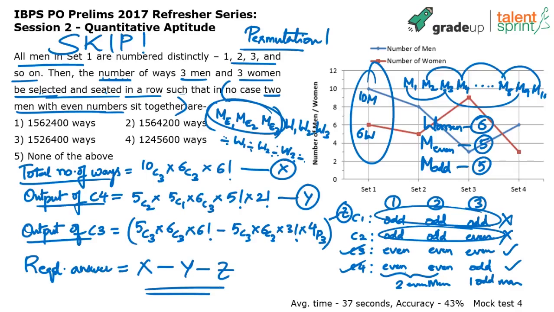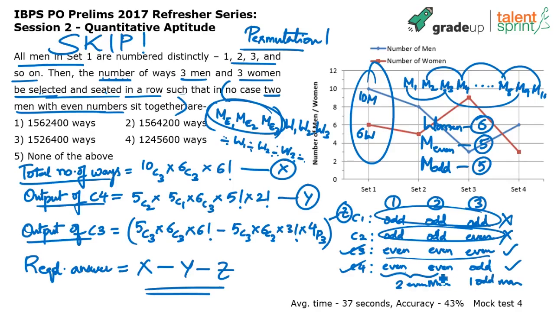What are we doing, in summary? To summarize, we have found the total number of ways in which 3 men and 3 women can be selected and arranged: 10C3 into 6C3 into 6 factorial. I want to subtract those cases where 2 even men come together. Now for 2 even men to come together, first of all I should have 2 even men. There are 2 ways: I can have all 3 even men, or 2 even men and 1 odd man.